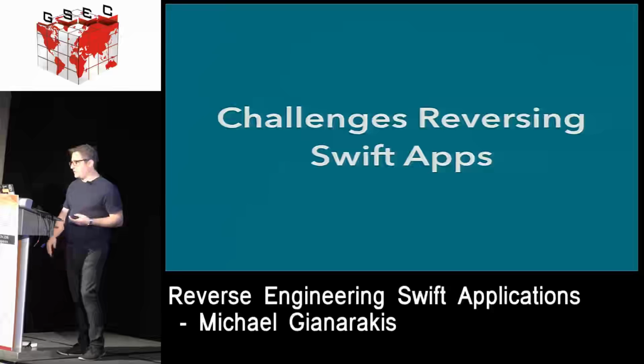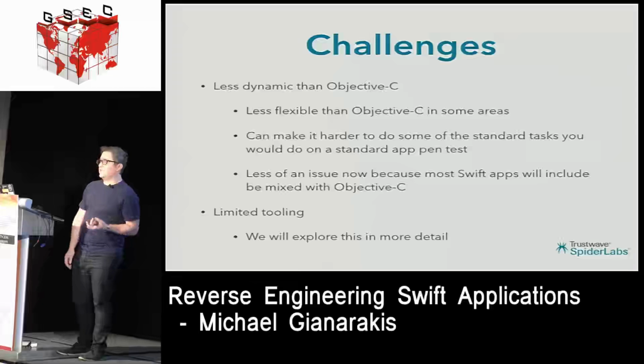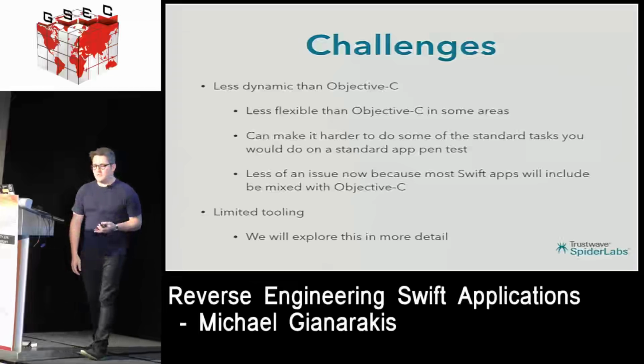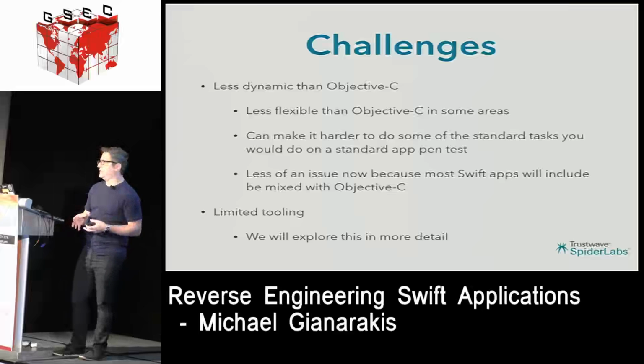Cool, so onto the crux of it. Challenges reversing Swift applications. Swift is less dynamic than Objective-C, so that makes it less flexible in some areas than you would be used to with Objective-C. It can make it harder to do some of the standard tasks that you would typically do on a standard app pen test, and we'll run through what they are and some strategies to get around that. It's less of an issue now because most Swift apps will include Objective-C elements in it.